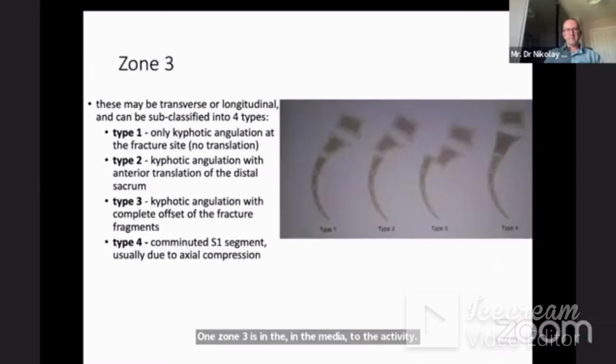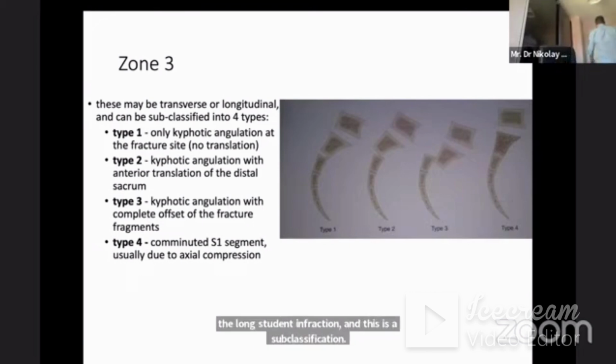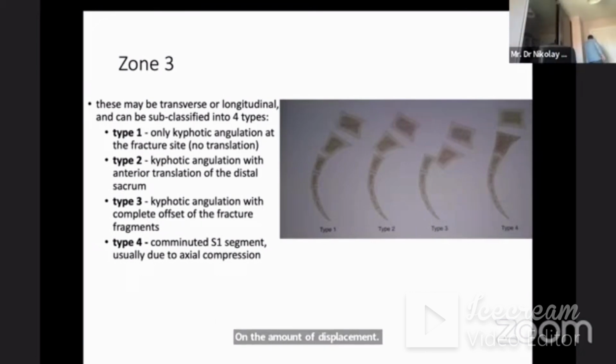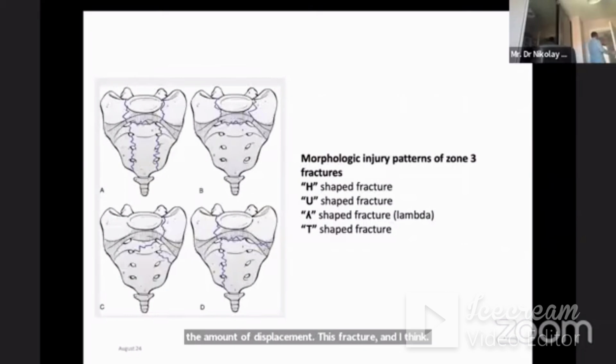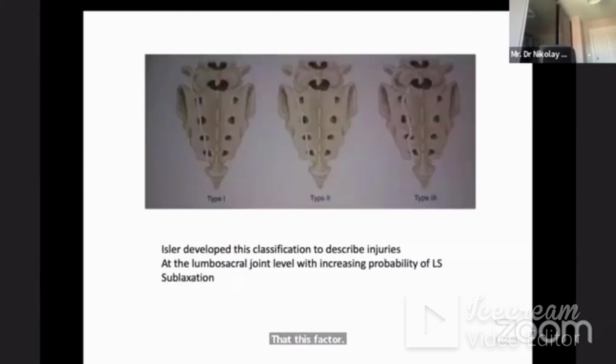Zone 3 fractures commonly have a transverse limb with the longitudinal fracture, and this is a subclassification on the amount of displacement this fracture can attain. And there are a lot of morphological patterns that this fracture can attain as well. And this is a very common classification and a very important one. The Isler classification of the longitudinal fractures of the sacrum relates the fracture line with the lumbosacral articulation.